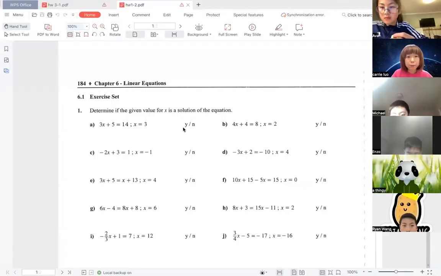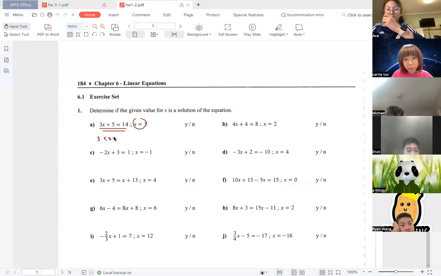So the truth about algebra is you put something inside. Oh, here, my pen. Okay, x equals 3, right? Ava, that means in this equation, x is no more x, but 3. So you basically do 3 times 3 plus 5 equals 14. If it is 14, it is right.